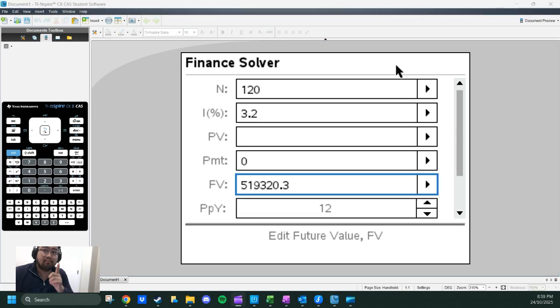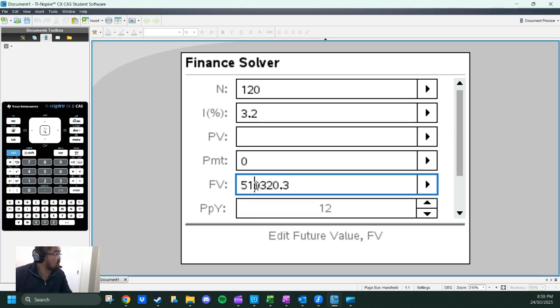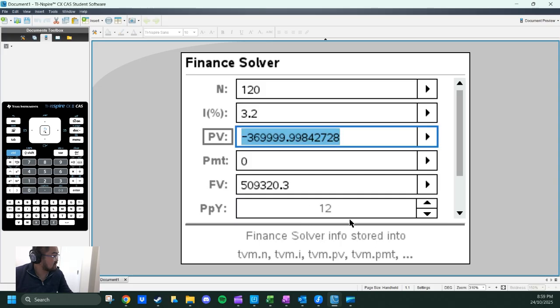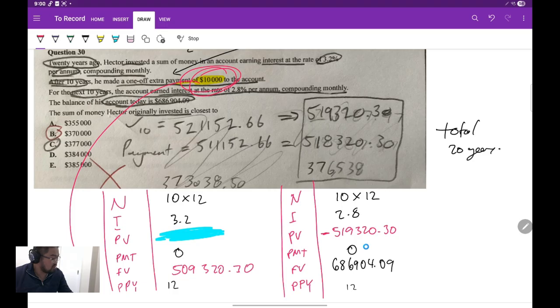Okay, but we've got to make sure that we subtract the 10,000 from here, and then we get a present value of 369,999.99, which is closest to B in this case. So you get 369,999.99, and it's B. All right.